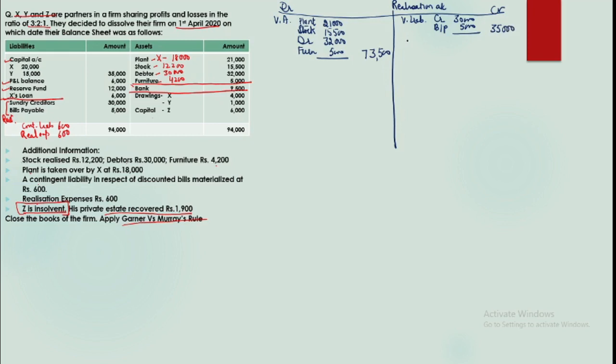So for the assets, X is taking over plant. So this will be put into his account for 18,000. Remaining assets are being disposed of. So bank account: you are selling stock for 12,200, recovering 30,000 from debtors, and furniture is disposed of for 4,200. So just record everything.